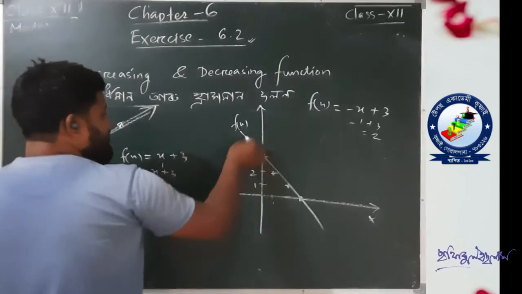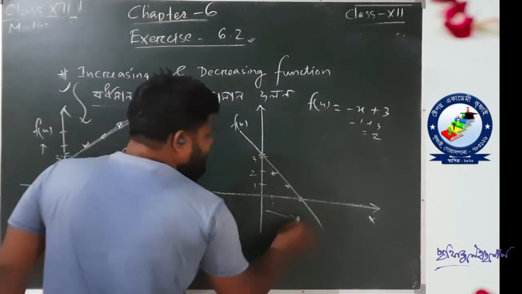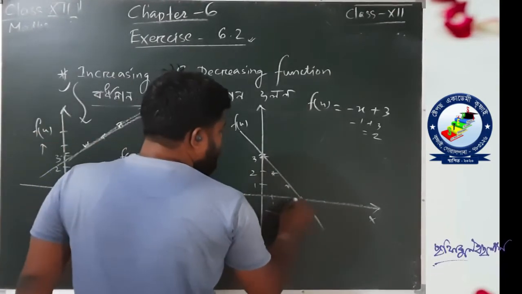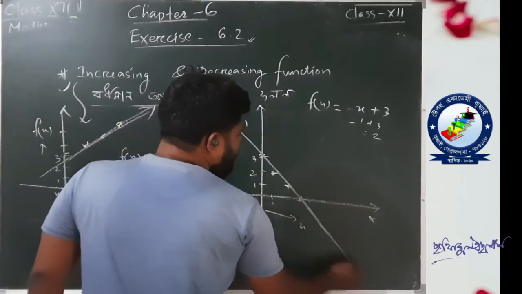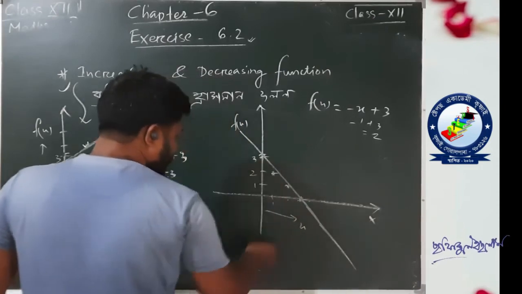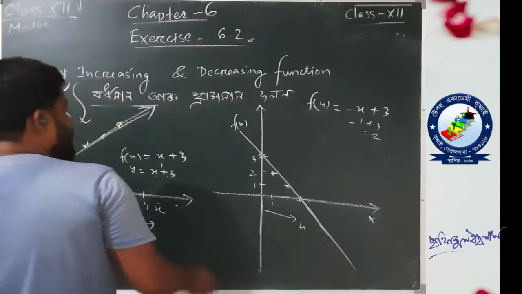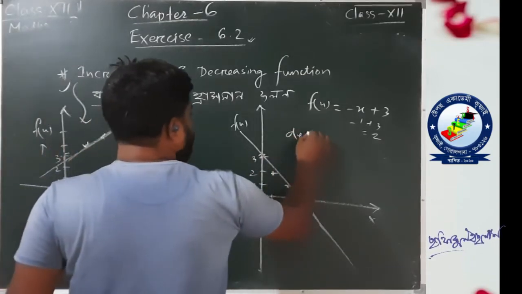So in this function, when x is increasing, y is decreasing. As the value of x increases, the value of y decreases, it goes in the negative direction. So this function is known as a decreasing function.